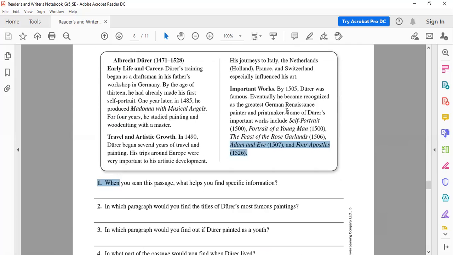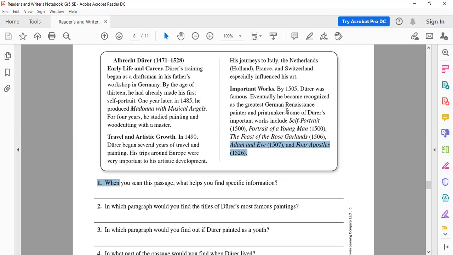Let me read this passage for you and you give me the answers. Albert Dürer, he was born in 1471 and he died in 1528. So he lived at the same time as Da Vinci. Early life and career. Dürer's training began as a draftsman in his father's workshop in Germany. By the age of 13, he had already made his first self portrait. 1 year later, in 1485, he produced Madonna with the Musical Angels. For 4 years, he studied painting and woodcutting with a master.